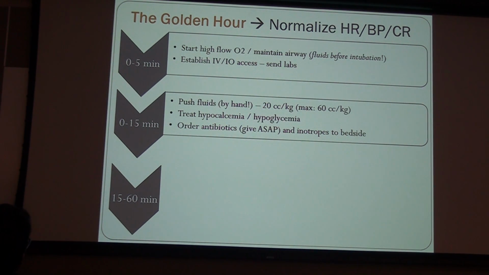So in the first 15 minutes, and this may look a little different than your PALS card, and again, I'm acknowledging there are different ways to skin a cat, these are from the ACCM guidelines. You can do up to 60 cc's per kilo in the first 15 minutes. So how do we deliver IV fluids in septic shock? Push-pull, as fast as we can.